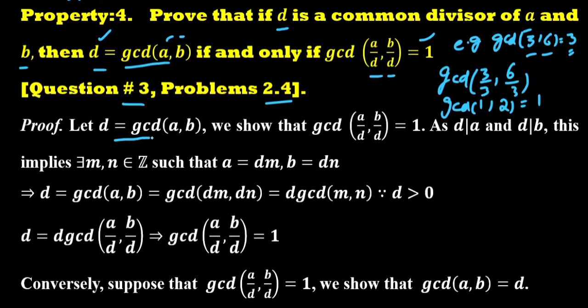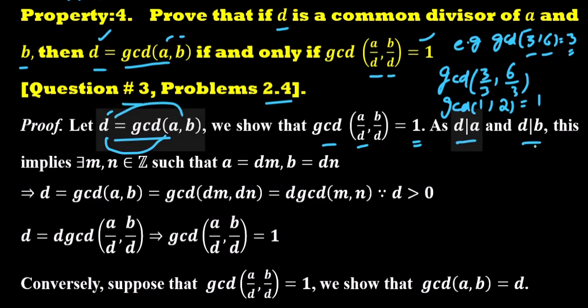Let D be equal to GCD of A, B. We show that the GCD of their fractions is equal to 1. So as D is the GCD of A, B, by definition of GCD, D must divide both of the numbers. D will divide A and D also divides B. Now by using the definition of divisibility for D divides A and D divides B, we can find two integers m and n such that I can write A is equal to D times m and B is equal to D times n. I hope you have an idea of the definition of divisibility.